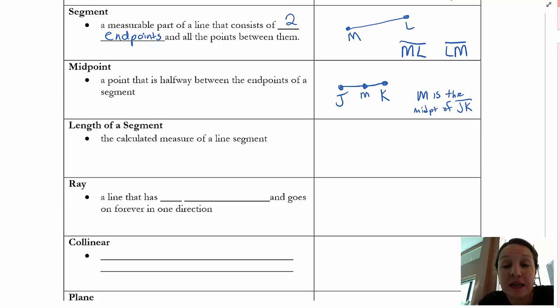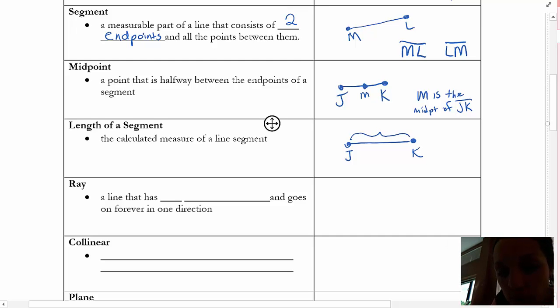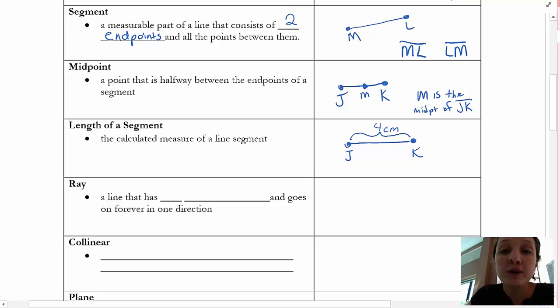I talked about a segment. I said it can be measured. The length of a segment is the calculated measure of a line segment. So if I had JK here, and I brought out a ruler and I measured it, and let's say this thing was 4 centimeters long. The reason I have a whole box for this is when I talk about it, what I really mean is how do you write the notation? I would write JK equals 4 cm.